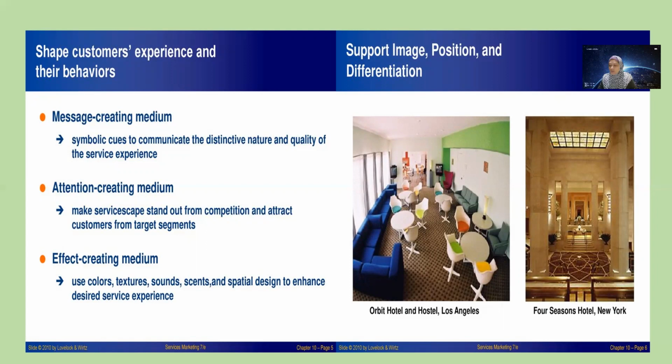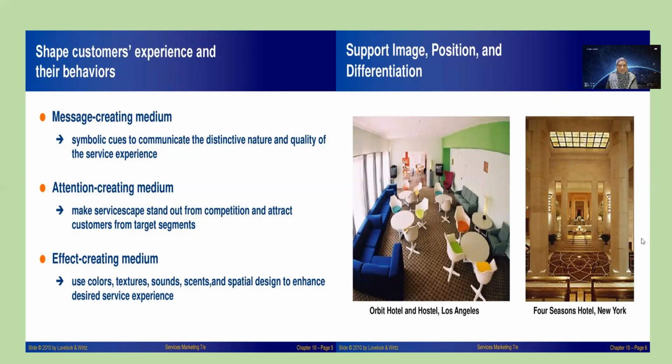Okay, the next purpose: support image, position, and differentiation. I just give you the photo of two hotels. Okay, Orbit Hotel and Hostel, a hostel in Los Angeles. You see the lobby. This is the lobby. And then this is Four Seasons Hotel, New York.